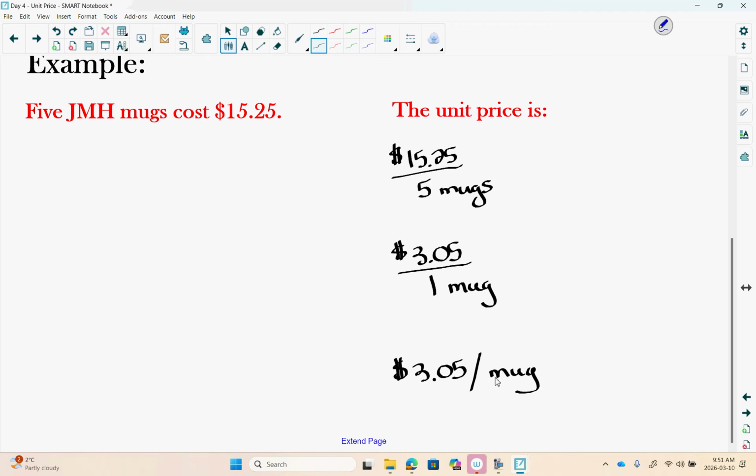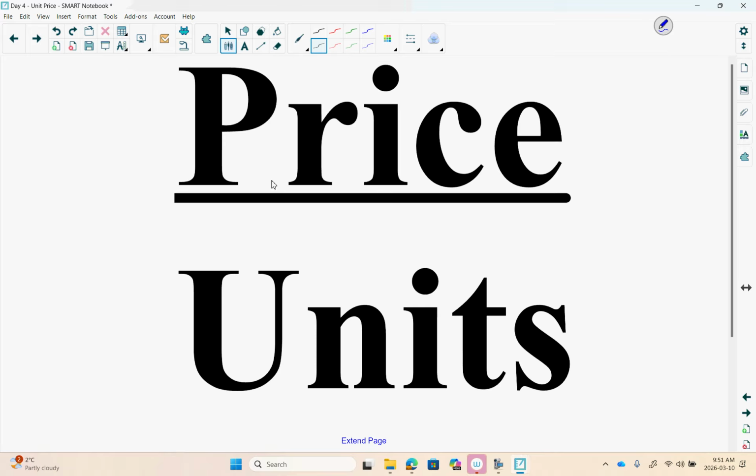How do you read that? $3.05. What does this mean? Per mug. Okay? So you're paying $3.05 per mug. Now you know what it costs for 1 mug. And that's really all there is to the unit price. Okay? So let's look at another example. Remember when you're doing the unit price, put the dollar amount on top and then the units on the bottom. It could be mugs, pens, grams, pounds, t-shirts, whatever.